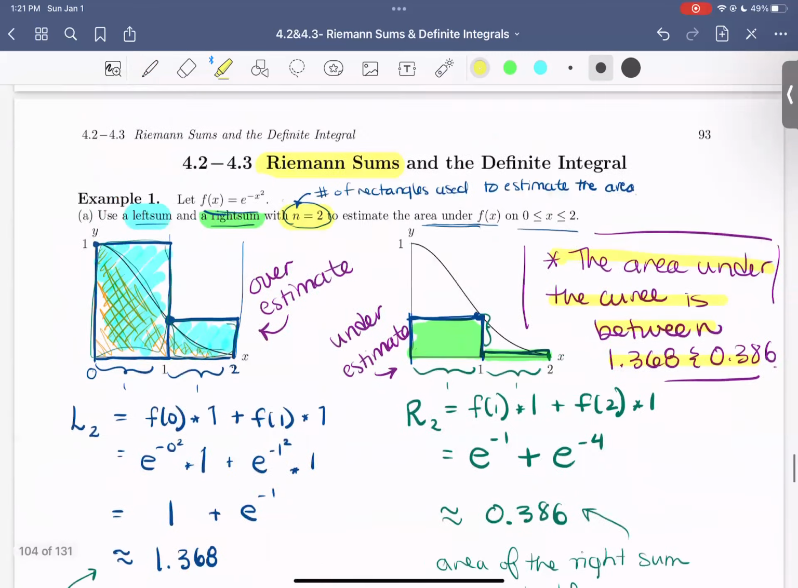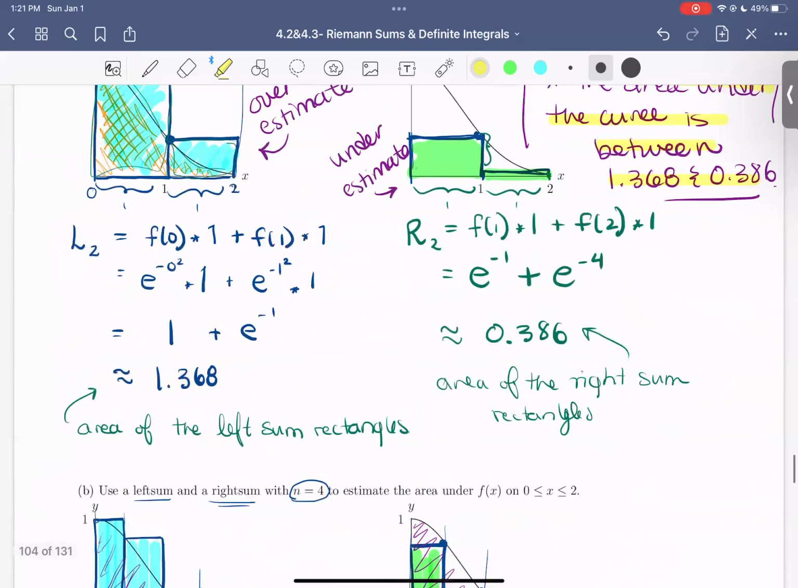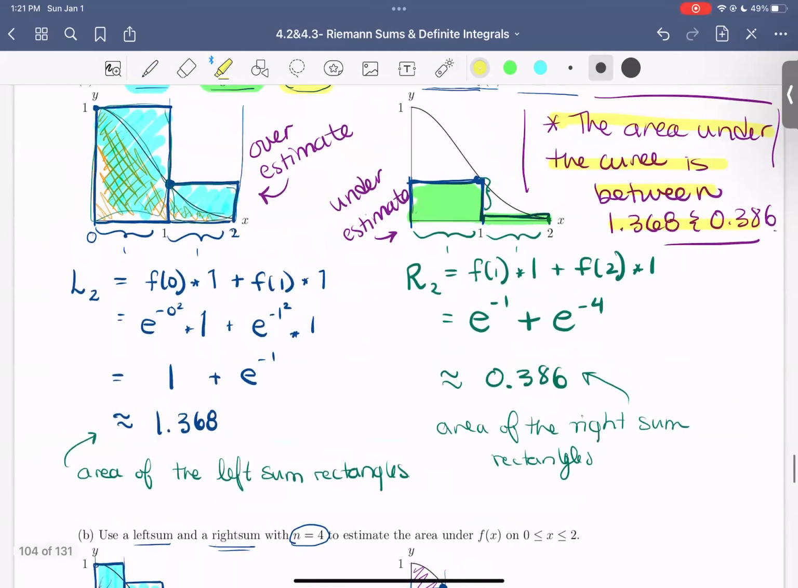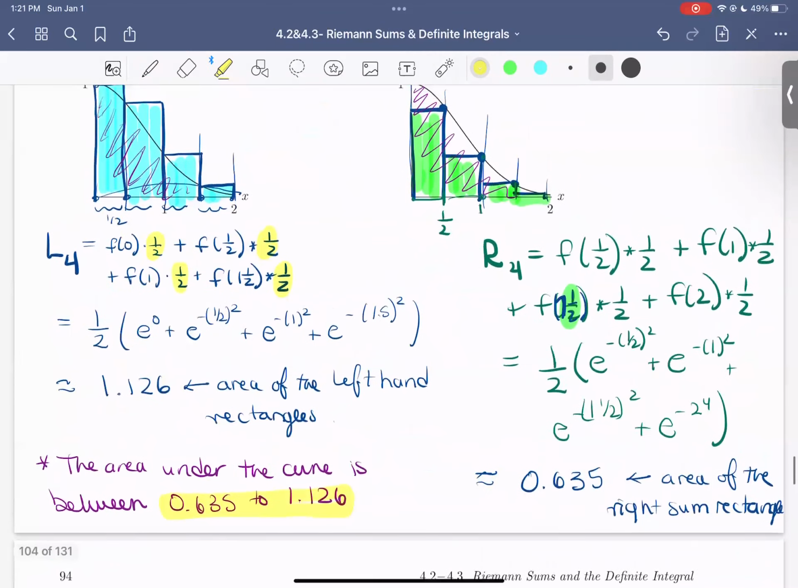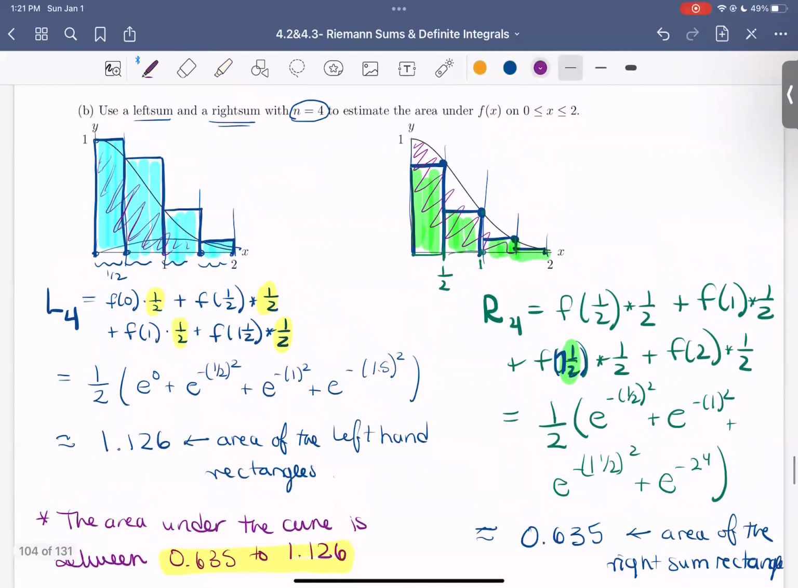Before we leave, let's compare this interval that we just found, 0.635 to 1.126, to the range we found in the first part of this example, 0.386 to 1.386. Notice that this range got a lot smaller in part B. So one takeaway that we can see here is that using more rectangles gets us a better estimate for the area.